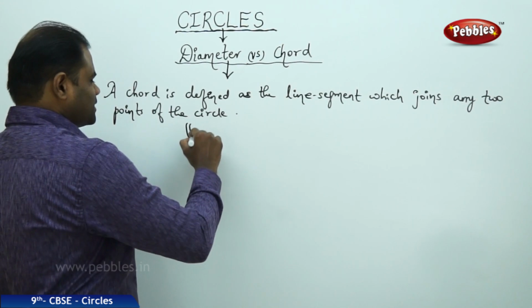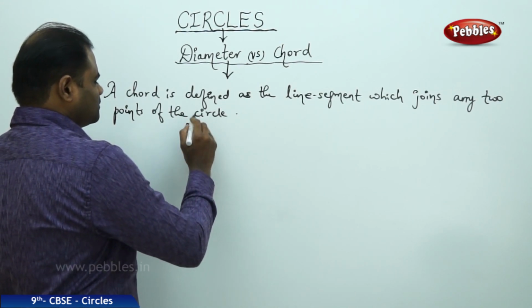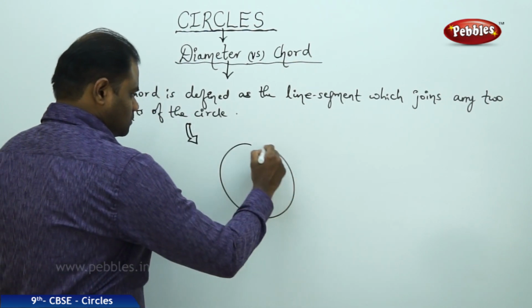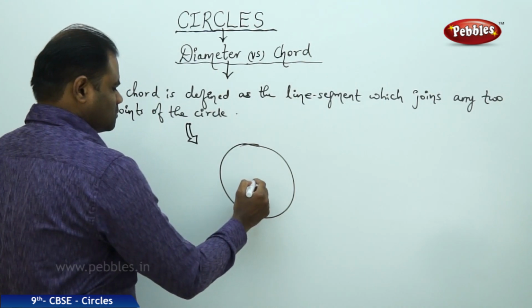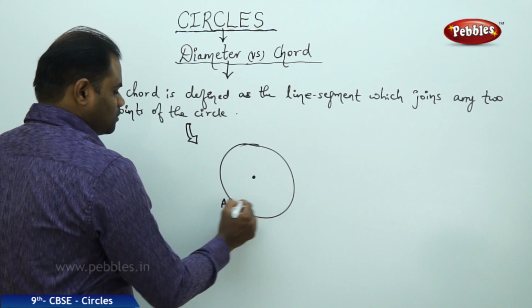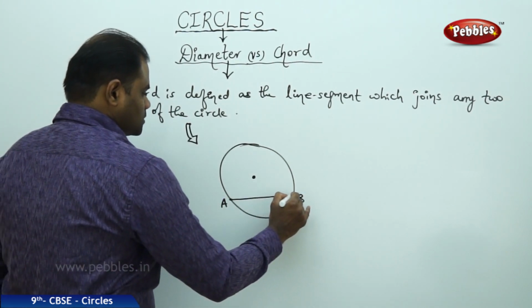That is, when I take this in terms of the diagram, I have this to be a chord. Suppose I take the points A and B. This is a chord.